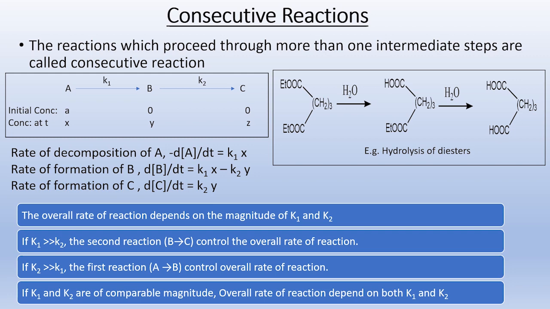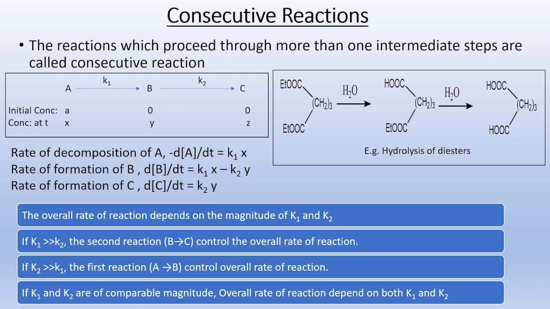So rate of formation of B is equal to K1 into X. B is forming from A and that rate is K1 into X, minus K2 into Y. B is decomposing in the second step where the starting concentration is Y. Y is changing to Z. So we can write rate of formation of B equals K1 into X minus K2 into Y. We can also write rate of formation of C. C is involved in only one step, that is B is converted to C. That is C is forming from Y amount of B. So that rate of formation is equal to rate constant K2 into Y.